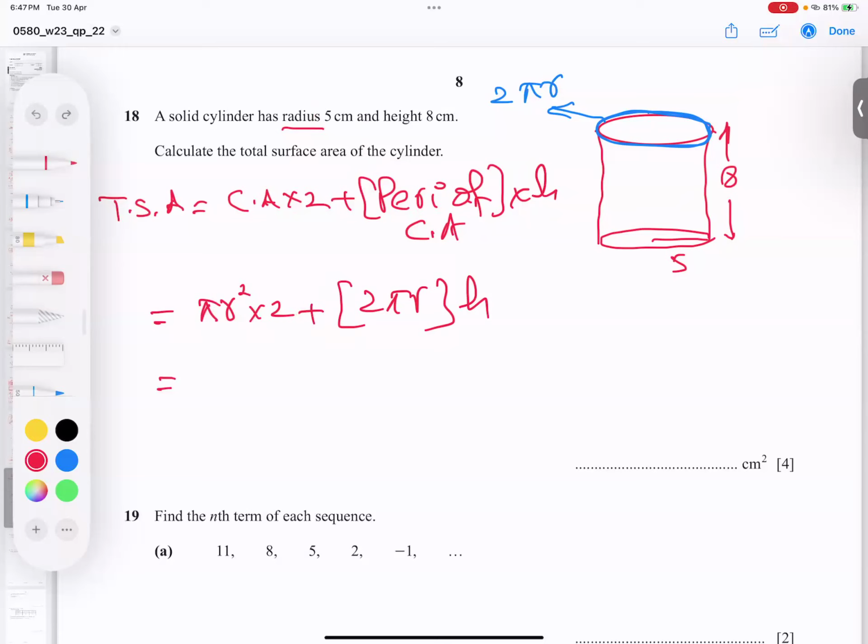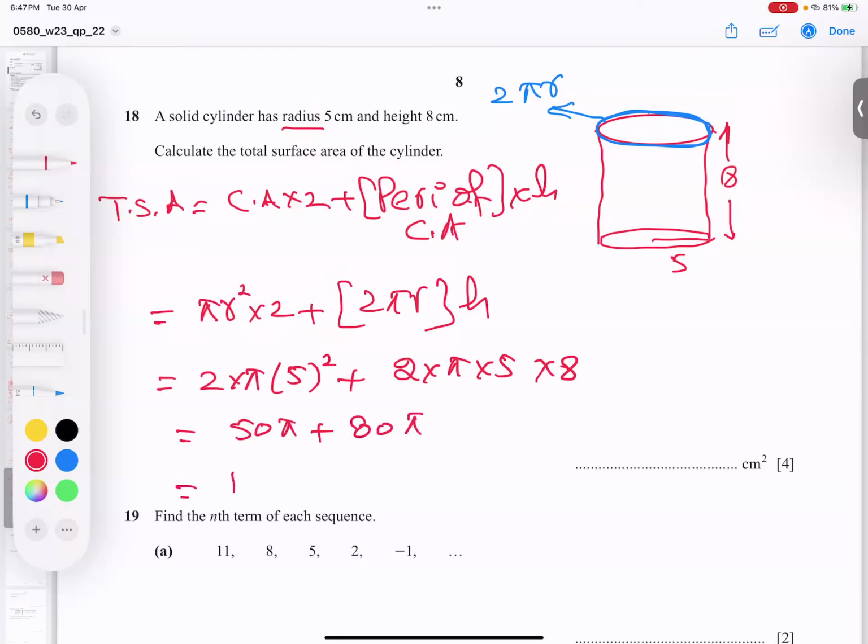The radius is 5 and height is 8. So 2 times pi times 5 square, and 2 times 5 times pi times height 8. So the 50 pi comes from here and 80 pi comes from here, and I get 130 pi. If I type this in the calculator, 130 and pi, the answer is coming 408.4071, and after rounding, 408.